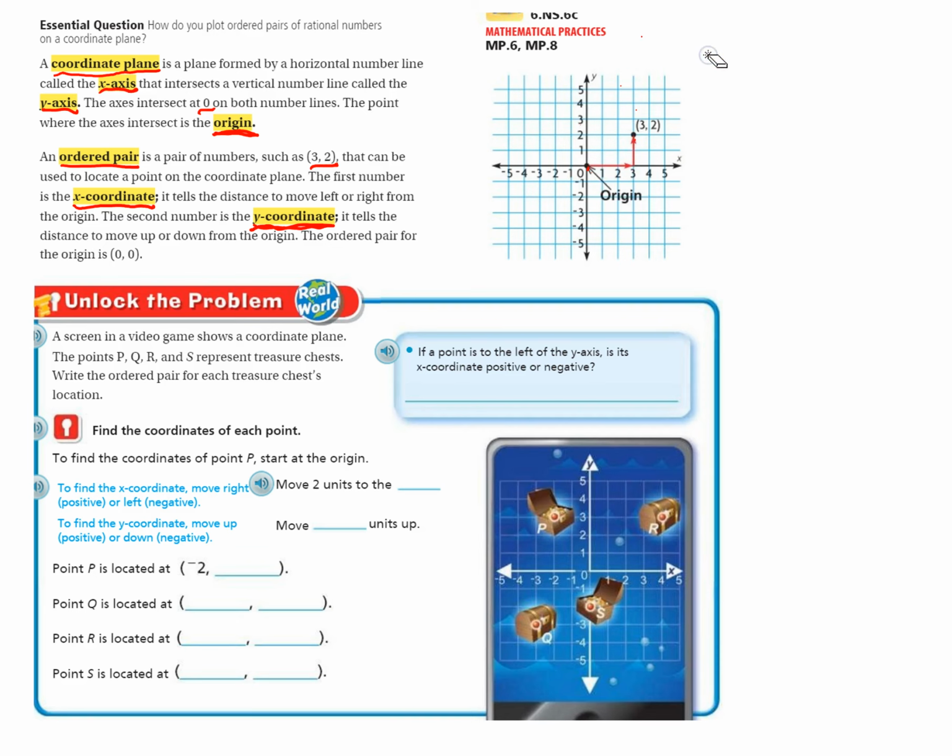Okay, remember, follow along. If you have any questions, raise your hand. Let's go down to unlock the problem.